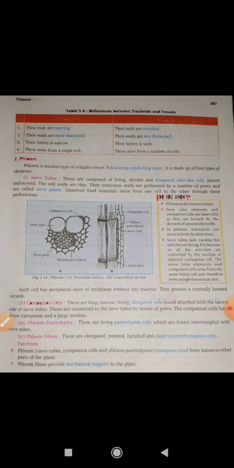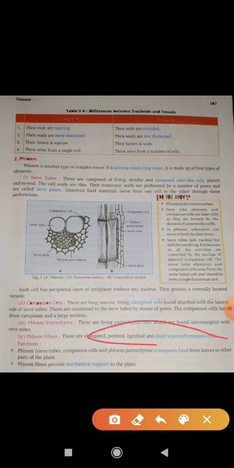Phloem fibers are already told you, these fibers are dead sclerenchymatous cells. Fibers are always dead, they are not living, and the dead tissues are already known as the sclerenchymatous tissues. They are elongated, pointed, lignified and dead sclerenchymatous tissue cells, you can see here.